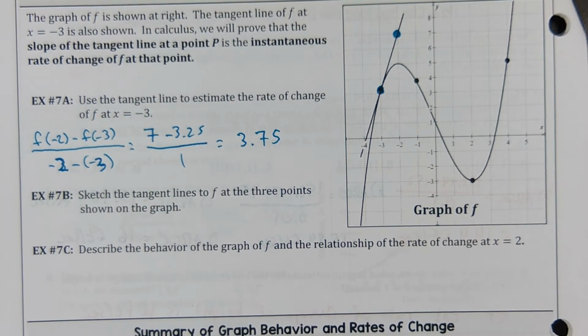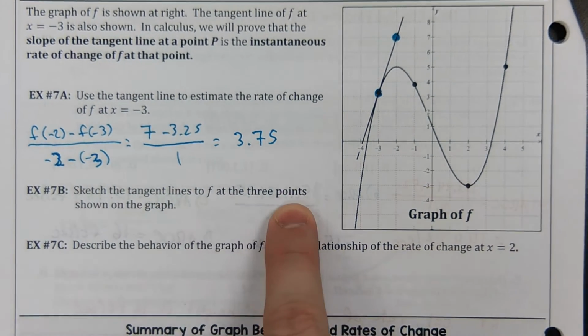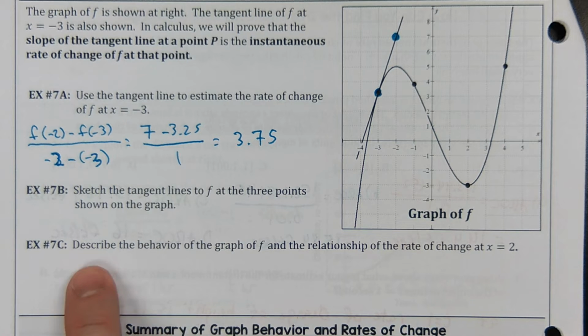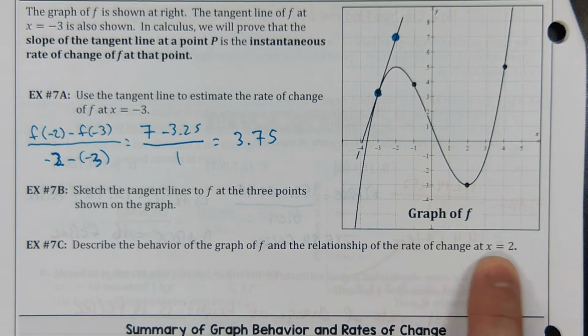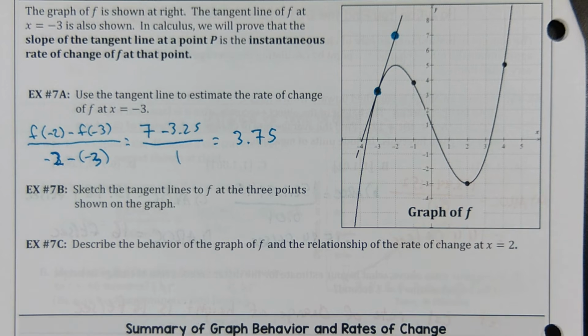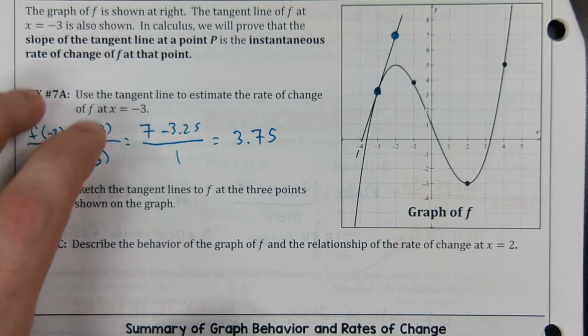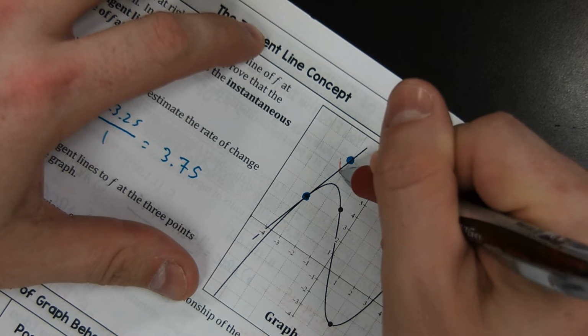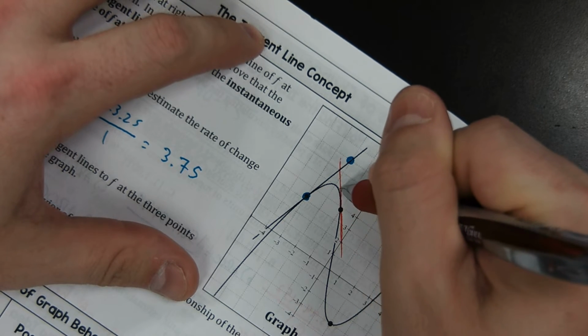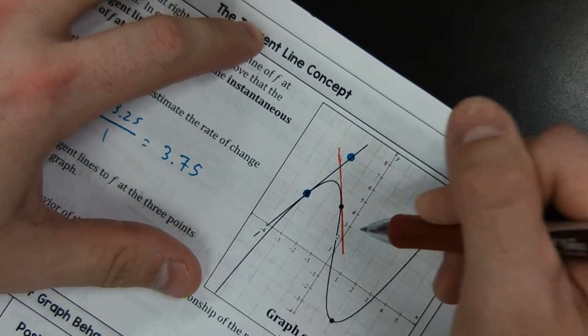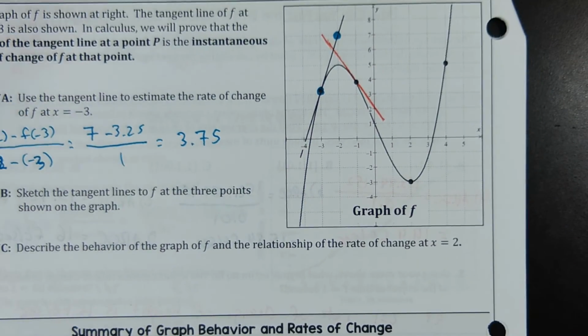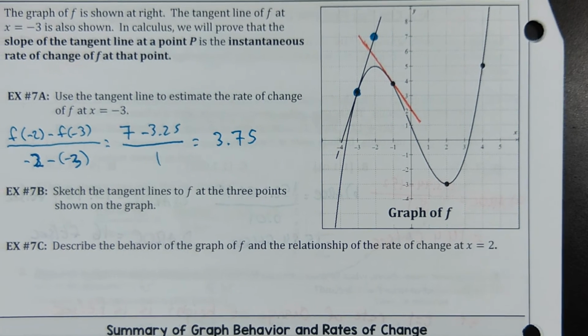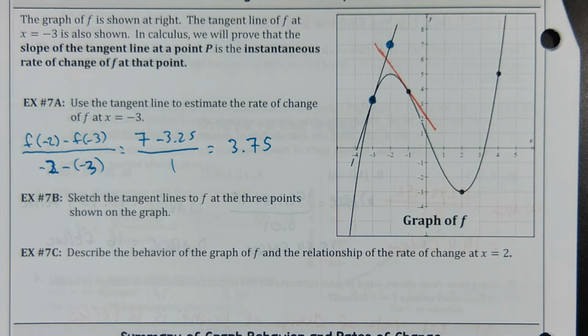Next, it says sketch more tangent lines, and then we're going to describe the behavior of the graph and the relationship of the rate of change at x equals 2. That's right here. So let's sketch some more tangent lines, and we don't need to be perfect. I'm going to turn the paper because I'm not good at drawing lines unless they're straight up and down. But if I were to draw a line, like that. There we go. There's a good tangent line. That's pretty decent. Now, we don't have to estimate the slope there or anything like that.